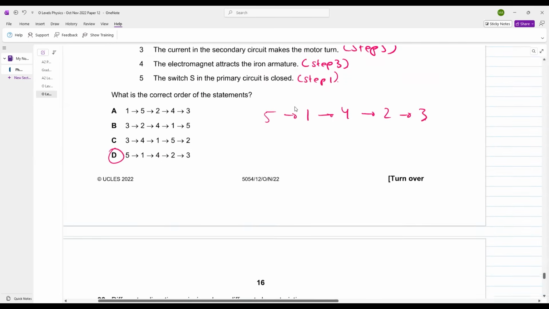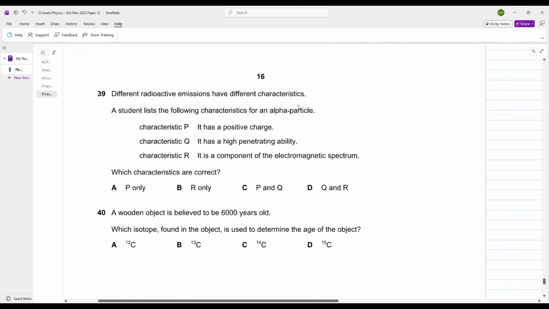Let's further move ahead. Okay, different radioactive emissions have different characteristics. A student lists the following characteristics of an alpha particle: it has a positive charge. It has high penetrating ability. No. It is a component of the electromagnetic spectrum. No. Only characteristic P is correct.